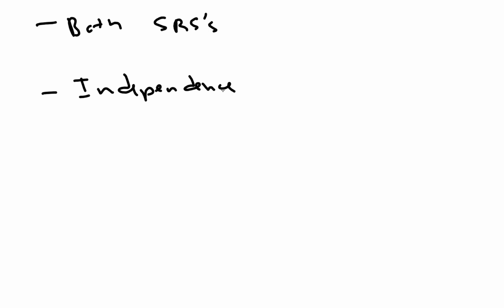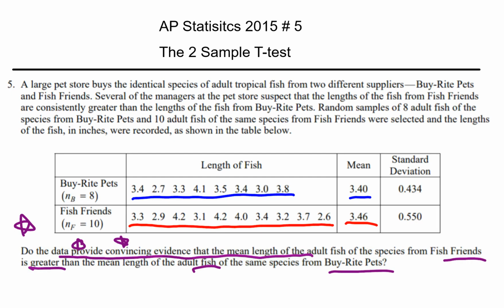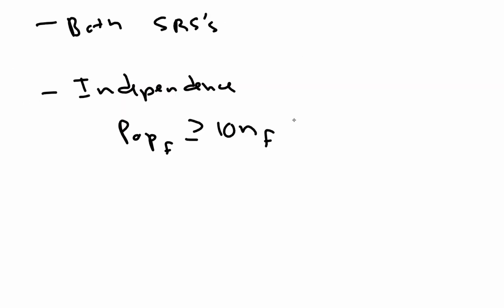All right, the second thing you always want to check for is independence. Now you're going to need to check that twice here. We need to check that the population of fish from Fish Friends is greater than or equal to 10 times the sample size of fish from Fish Friends. So we look at the problem here. It looks like we had 10 fish from Fish Friends. We can see that here, n_F equals 10, and we had 8 fish from Buy Right. So what we really want to say here is that the population of fish at the Fish Friends store should be greater than 10 times 10 or 100. So we're going to have to assume that because we weren't told how many fish are in that store.